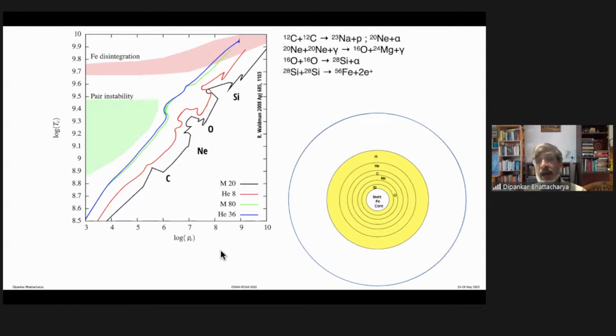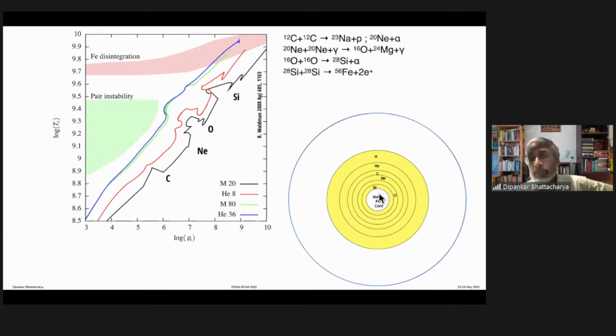So that is a very large collapse from a core radius of a few thousand kilometers. It will proceed to a neutron star radius of about 10 kilometers. So the amount of gravitational energy released will be enormous, of the order of 10 to the power of 53 ergs. Almost all of it will be carried away by neutrinos that are produced in this process.